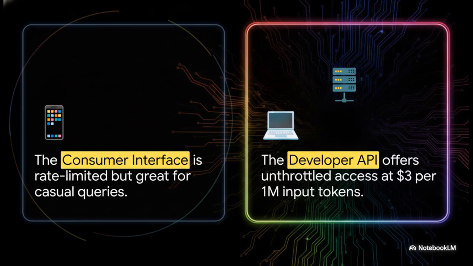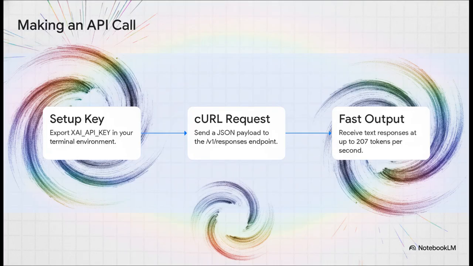For just $3 per 1 million input tokens, you get unthrottled access to Grok's flagship models. This distinction is super important because unthrottled API access is what actually lets you build sophisticated, autonomous agents without hitting some annoying timeout error every 10 minutes. It's built to scale.